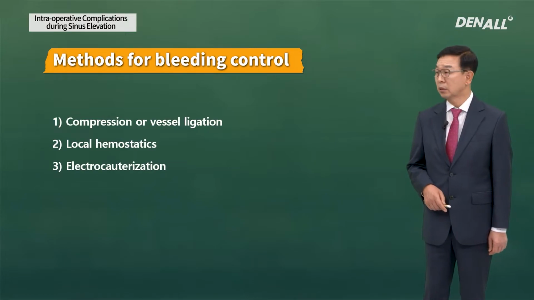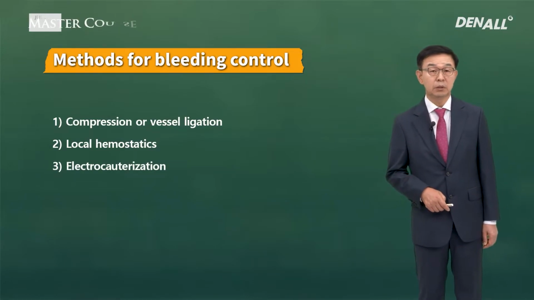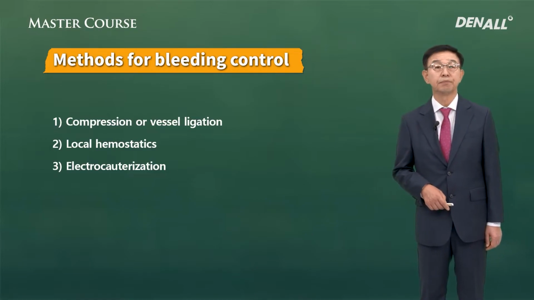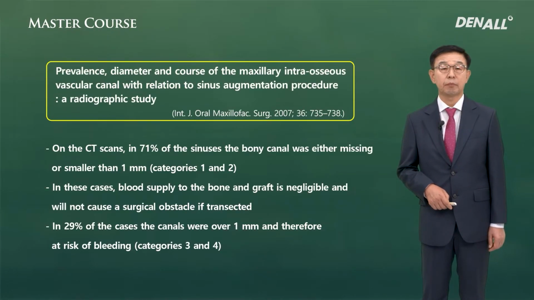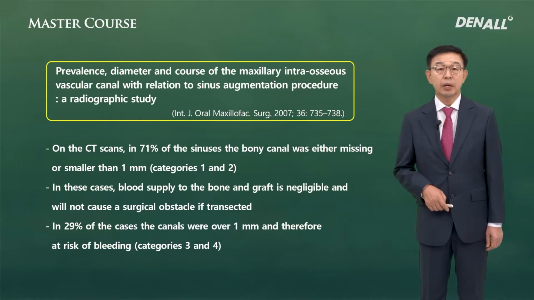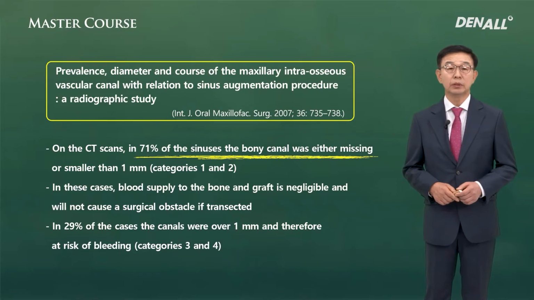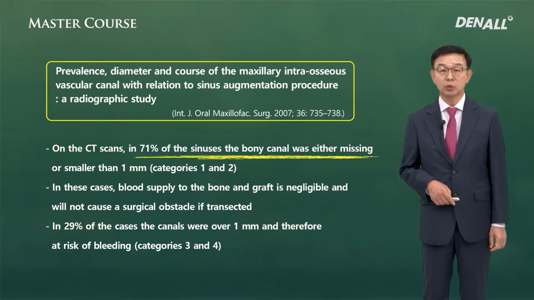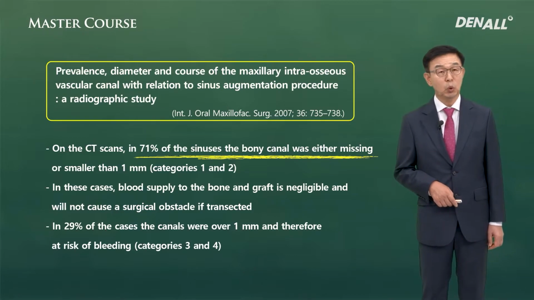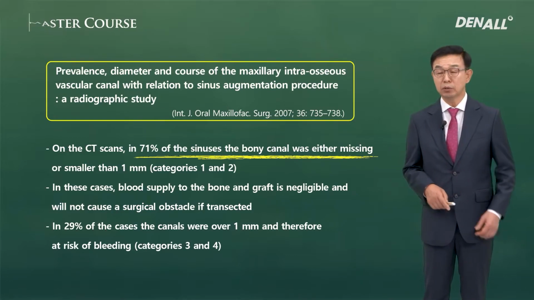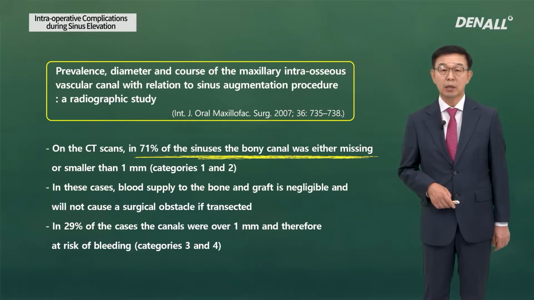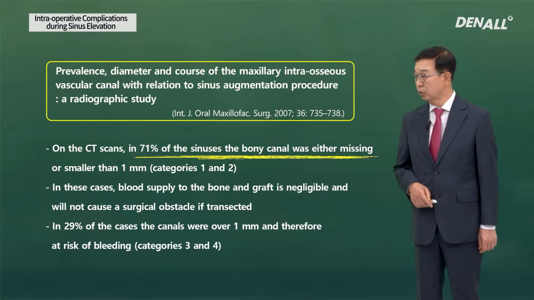The next most frequently used way is electrocauterization. If you look at the literature, in approximately 71%, the vessel was smaller than 1 millimeter, so it's quite small. In this case, even if there is damage, you can stop bleeding very easily, and it can stop upon pressure.